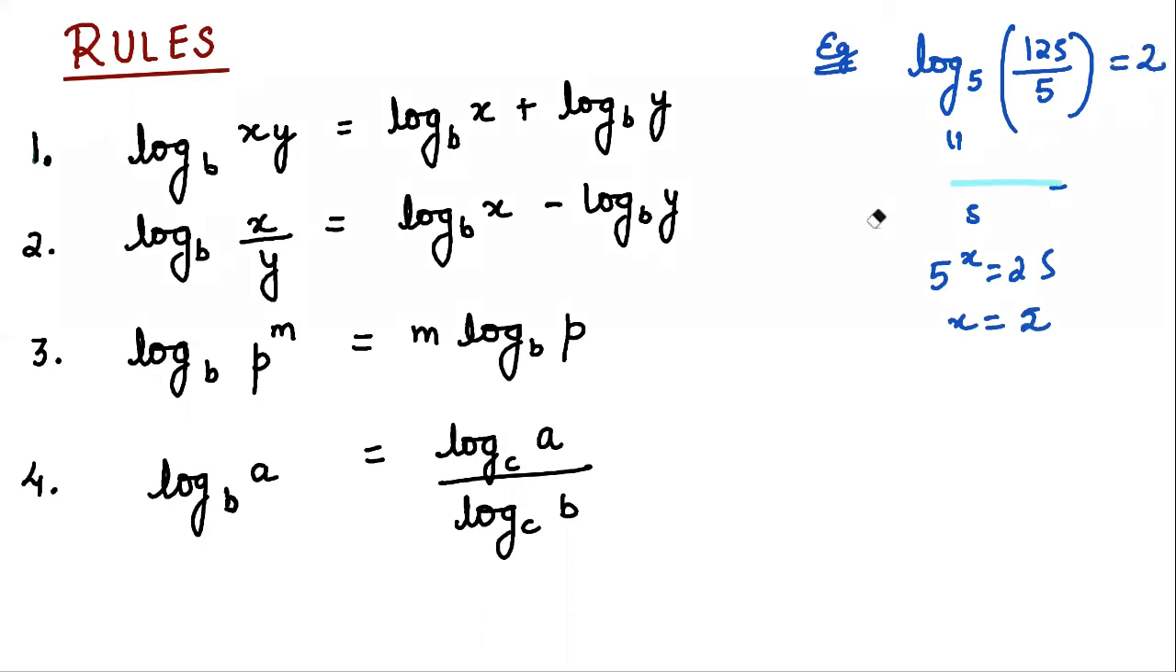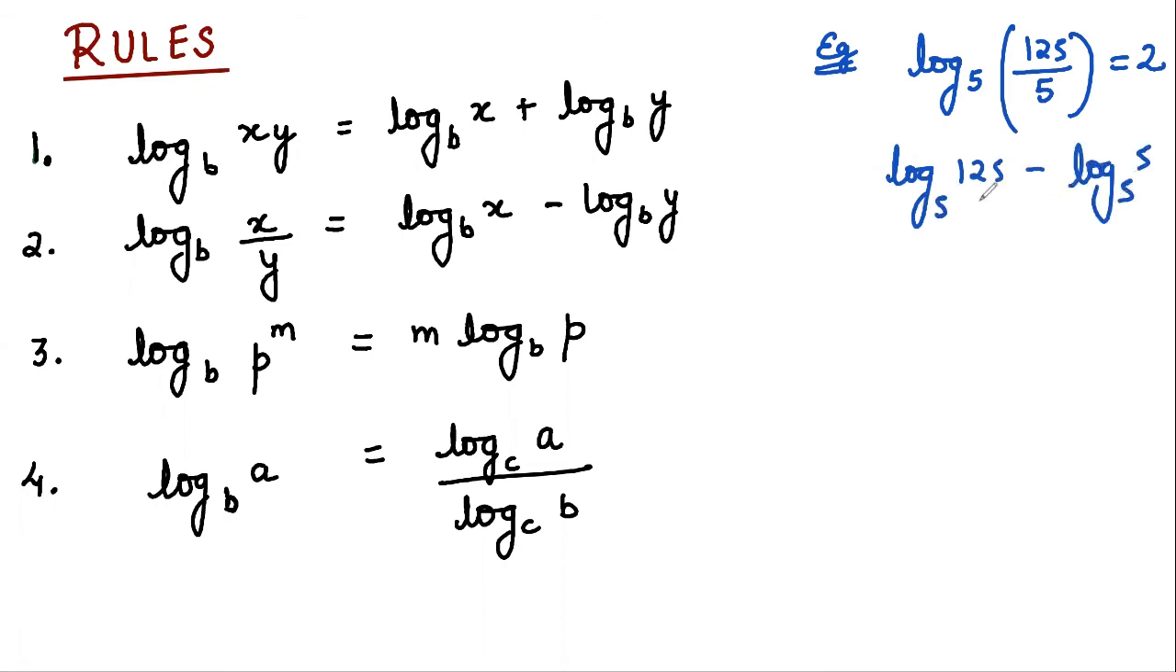Now we will do it using this rule. So we'll consider this right hand side. According to this right hand side, it will be log 125 to the base 5 minus log 5 to the base 5. You know, 5 raised to power 3 is going to give you 125 and 5 raised to power 1 will give you 5. So 3 minus 1 is 2. Hence verified.